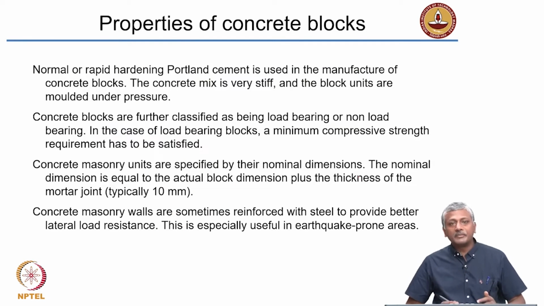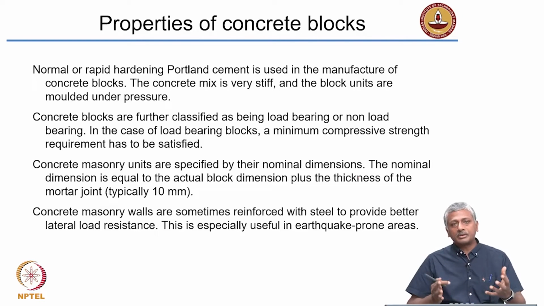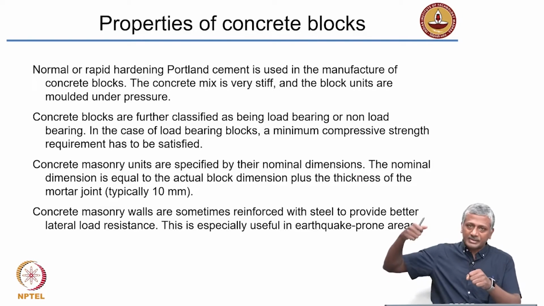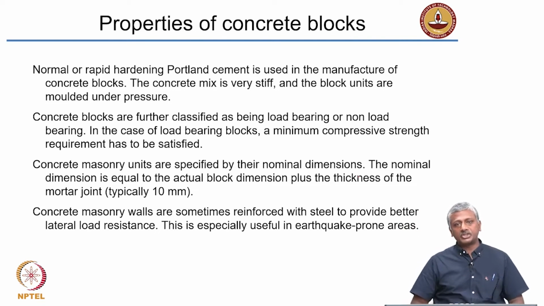So concrete blocks are made with normal or rapid hardening Portland cement, so that you can get much quicker hardening of the concrete block. Generally, from the block making machine, the concrete mix is very stiff, so that the blocks can be simply pushed out in the desired shape and they maintain their shape properly even after getting pushed out. But concrete does not gain strength immediately. It needs to be kept in an environment where it slowly gains strength. We will talk about this when we reach the concrete chapter.